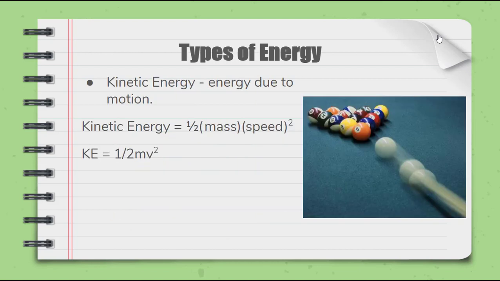The main one we're going to look at is kinetic energy, or energy due to motion. Kinetic energy is the energy that is found in objects that are moving. The formula for this is 1/2 times the mass times the speed squared, or kinetic energy is equal to 1/2 mv squared. We simply plug in our numbers and solve.